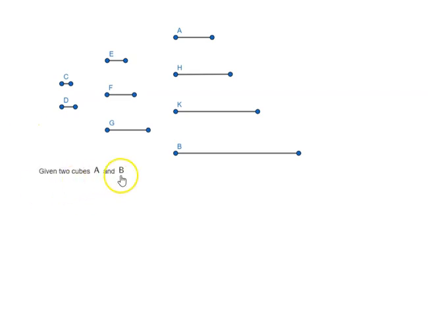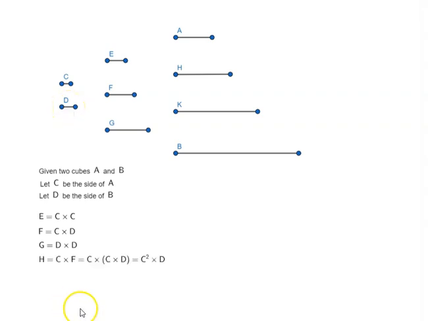We are given two cubes A and B. Let C be the side of A and D be the side of B. Let E be equal to C times C, so E is C square. Let F be C times D. Let G be D times D, that is D square. Let H be equal to C times F and K be D times F.